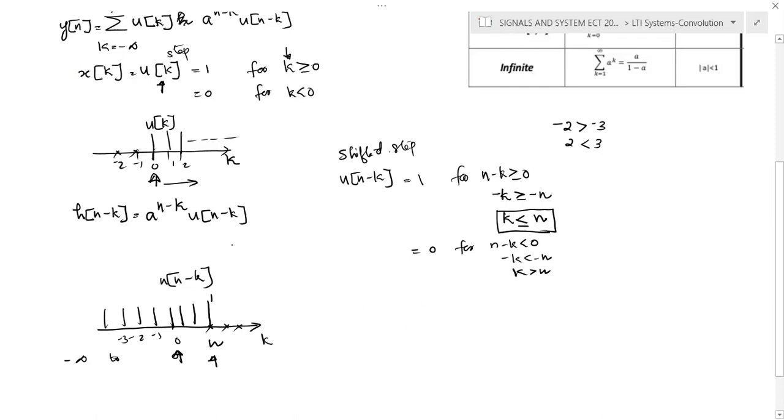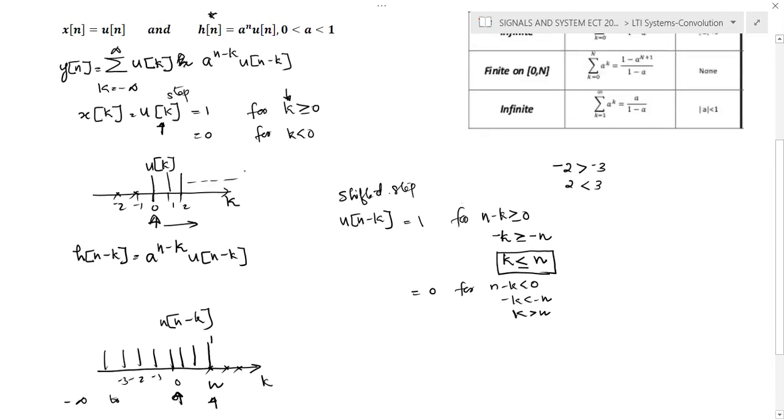Now, if you observe these two signals, because we are using u of k and u of n minus k in this particular equation, u of k exists from 0 onwards, 0 to infinity, and the second signal u of n minus k exists from minus infinity to n. So if you are multiplying these two signals, you can see that the resultant signal exists only from 0. The first signal starts from 0, and the second signal ends at n.